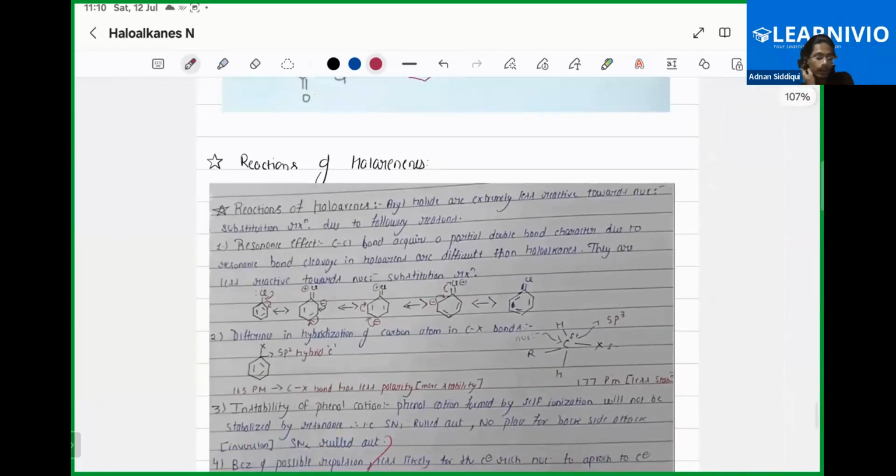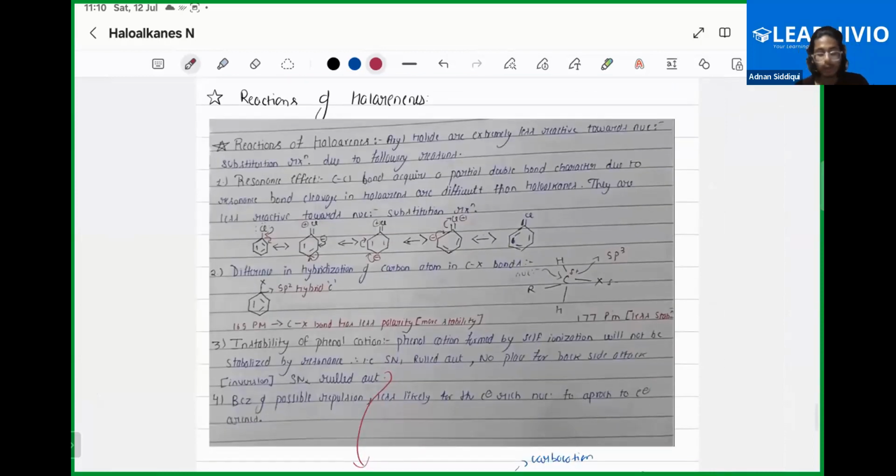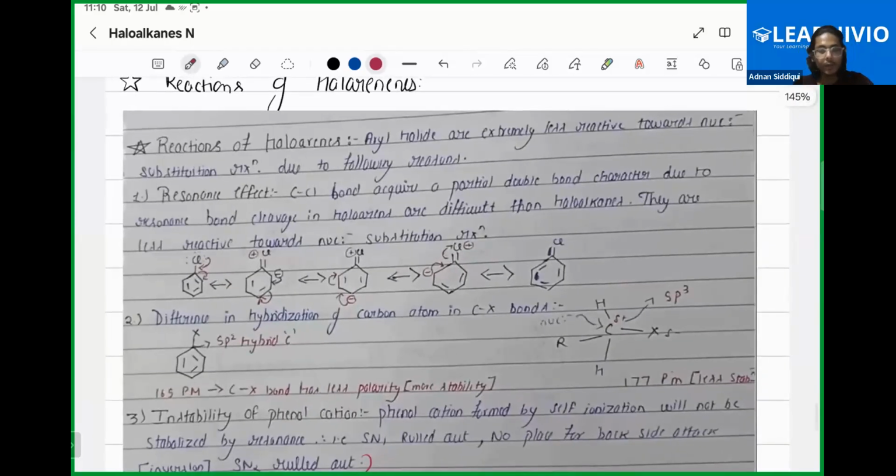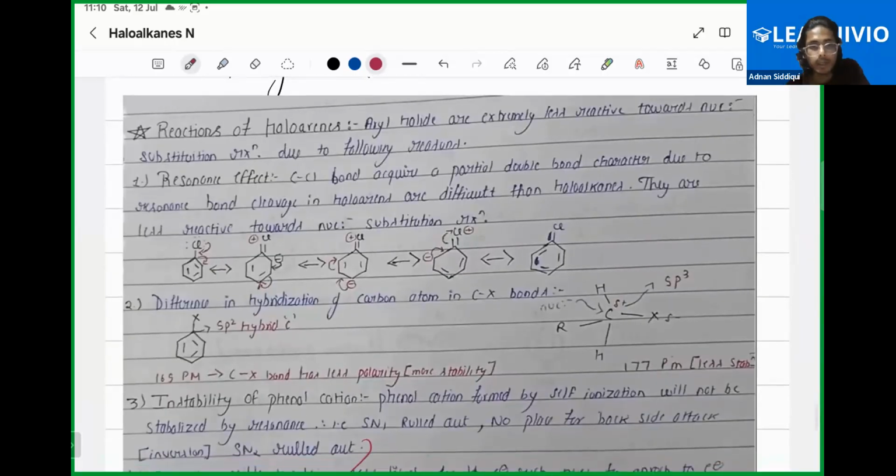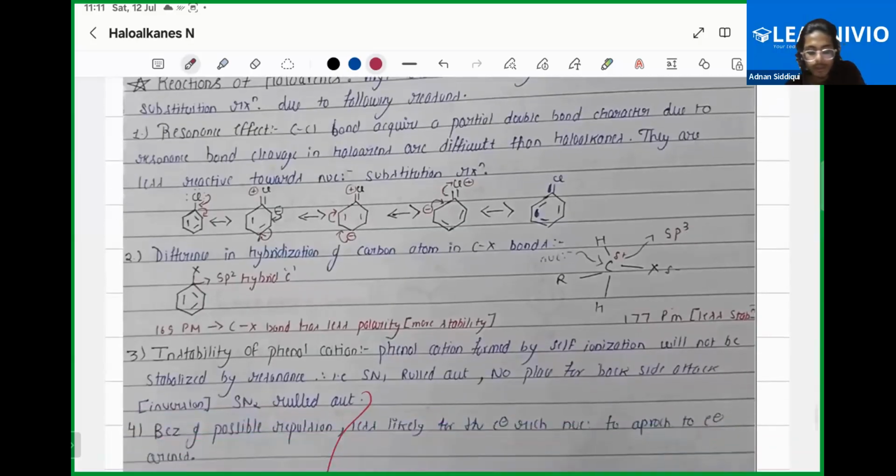Now, again, I think we did this. Now we are going to talk about reactions of haloarenes. Aryl halides are extremely less reactive toward nucleophilic substitution reaction due to these four reasons. I told you, I remember. The first one is the resonance effect, because there is partial double bond character. It is harder to break a double bond than a single bond, so they cannot do the substitution. The second is different hybridization.